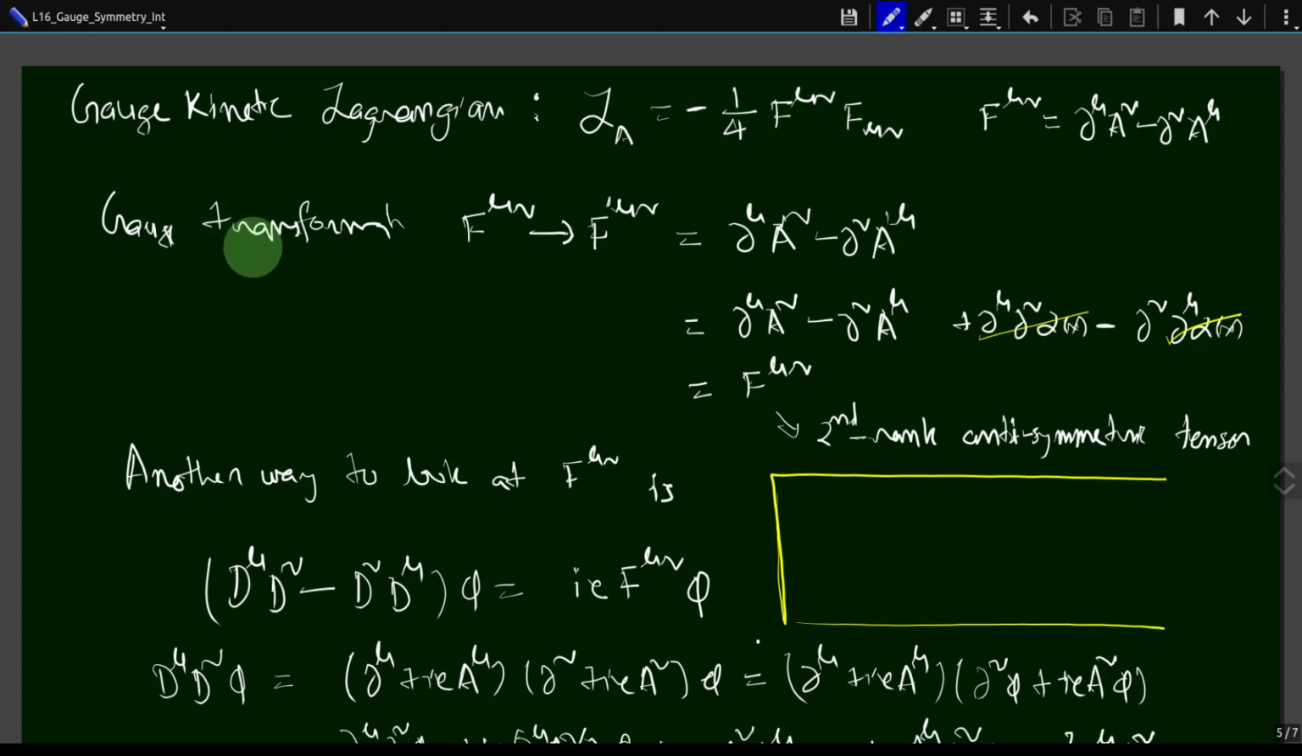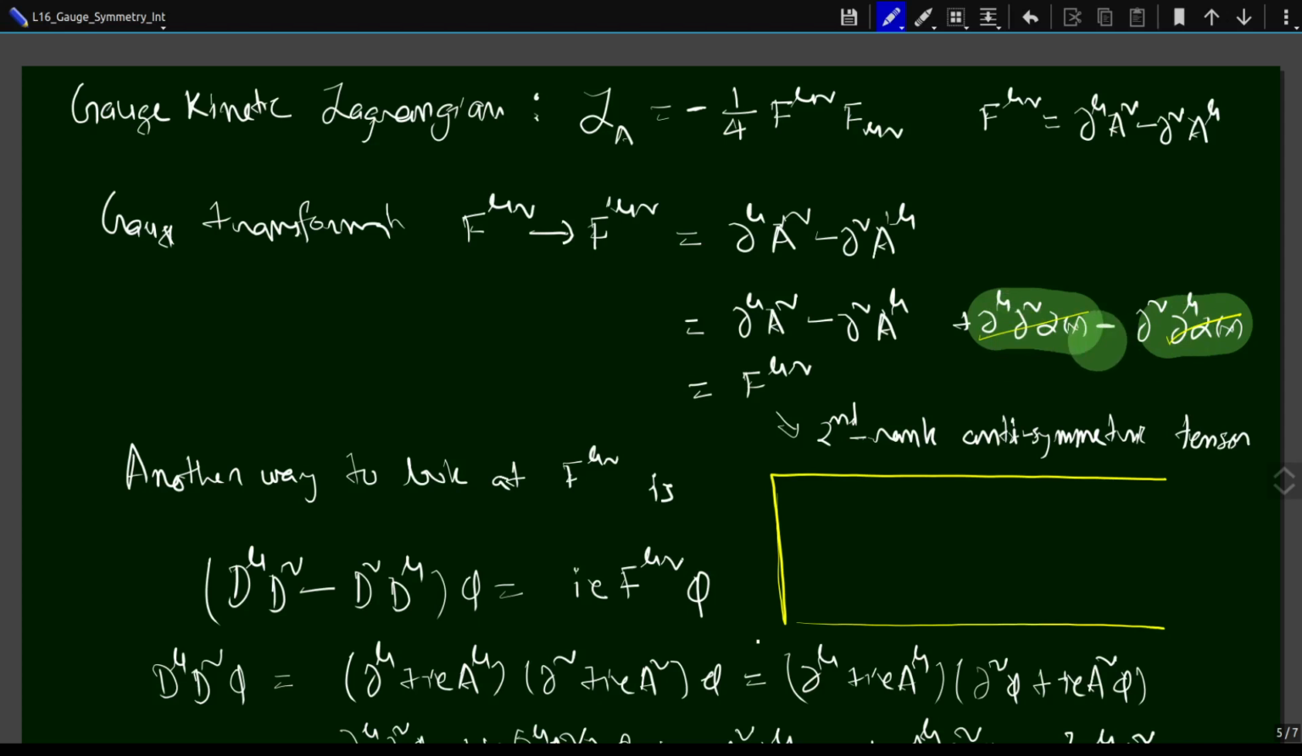Under gauge transformation, F mu nu goes to F prime mu nu, which is del mu A prime nu minus del nu A prime mu. If you expand these terms in terms of alpha, the first term gives this particular term in alpha, and the second term gives this particular term in alpha, but these two are the second derivative of alpha with only the order of the derivatives changed, and they are equal and cancel.